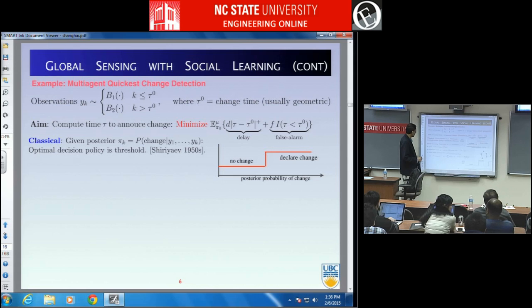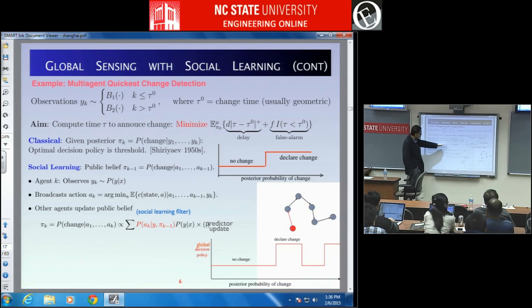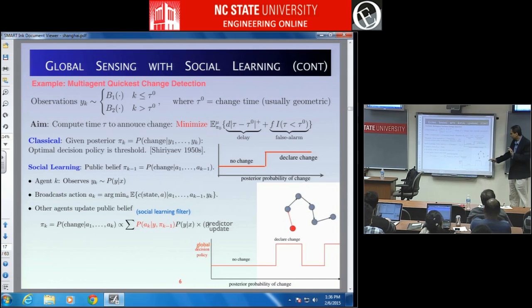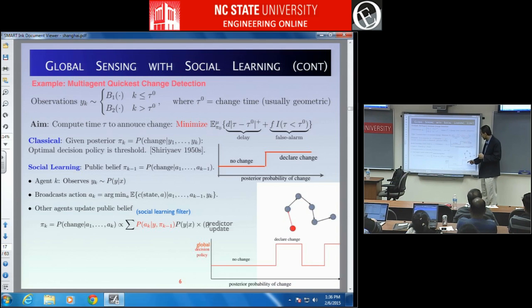Now let's go back to the quickest change multi-agent case. So the agents perform social learning, and they compute the probability of change given the actions using the same protocol I mentioned on the last page. They take a private observation, they take an action which minimizes their local cost, they perform social learning. Now the question is, what is the optimal policy for the global decision maker to decide if a change happened or not? And here is something which is very surprising at first sight. When I did this about 3 years ago, I thought at first I had something wrong, but then I could prove this mathematically later. So this is the final answer.